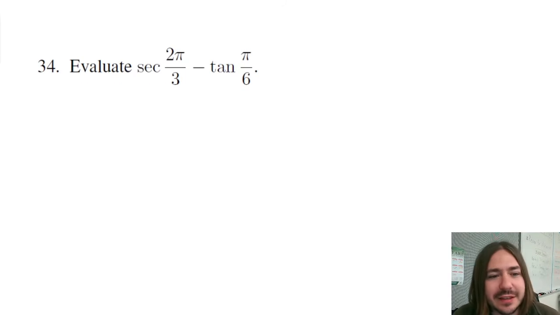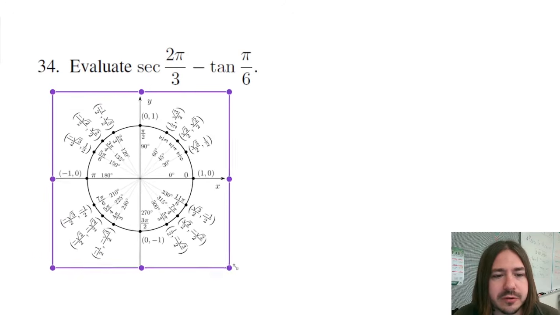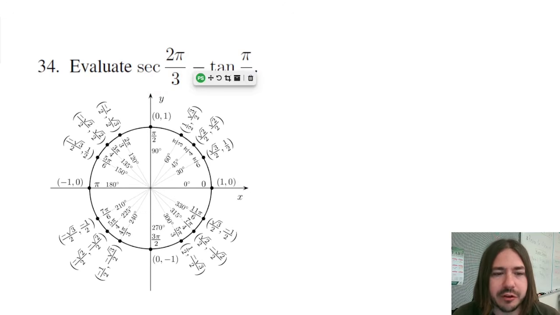So 34 says, evaluate secant of 2 pi over 3 minus tangent of pi over 6. To answer this, you really need to be familiar with the unit circle. If you're not, I'll go ahead and pull it up here, but you really need to study this to be able to get this without having to look it up. So here's your unit circle. And what this does is it helps you to come up with all these different trigonometric values.